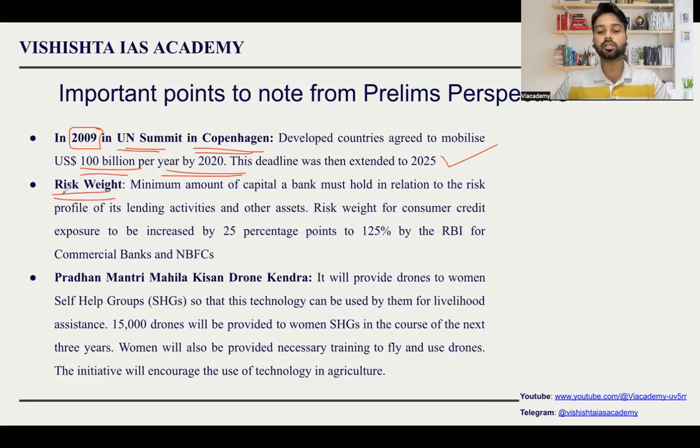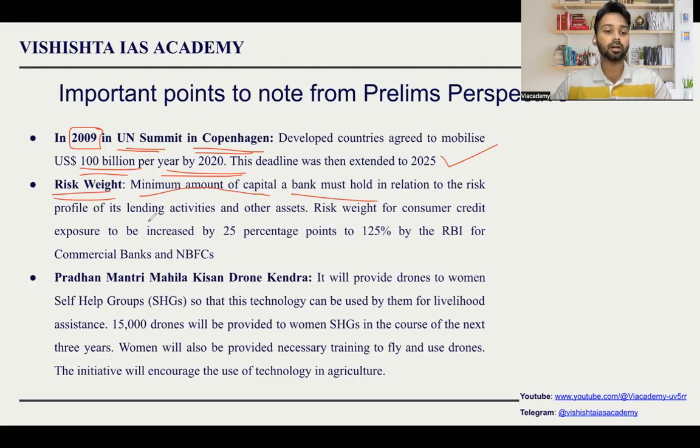Risk weight is a point which was in the news today. Risk weight is an economic concept, and it is very simple. If a bank has to give loans to people, the bank should have enough capital. Without having capital, the bank cannot lend to people. So the minimum amount of capital a bank should hold in relation to the risk, where risk means the loan the bank is giving, is called risk weight.